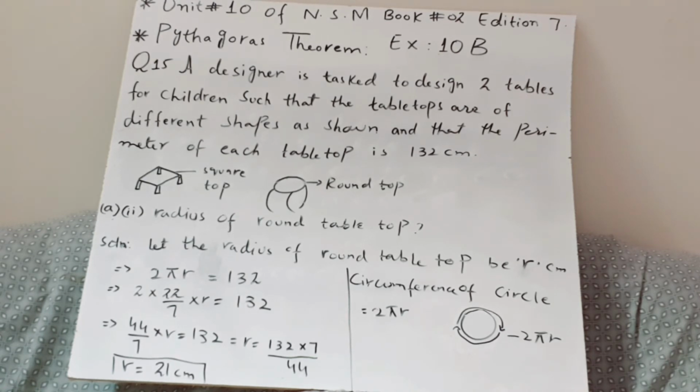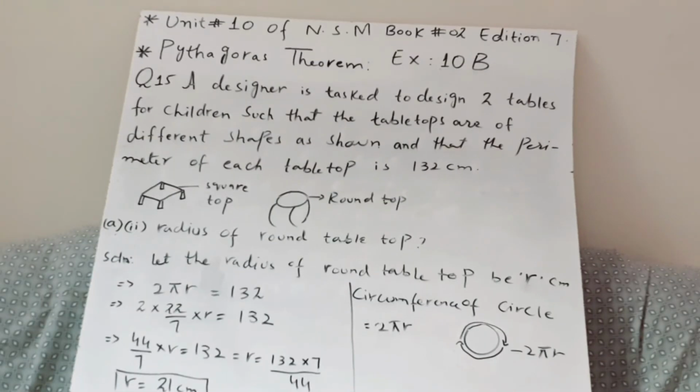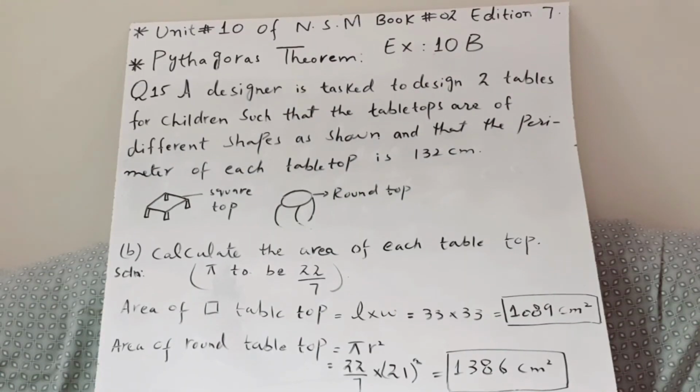Okay, let's move on to question number 15's B part. They are asking us to calculate the area of each tabletop. We are given two tabletops here, one square and one round, and pi is to be taken as 22/7. First let's find the area of the square tabletop. You know the formula for the area of a square is length into width.